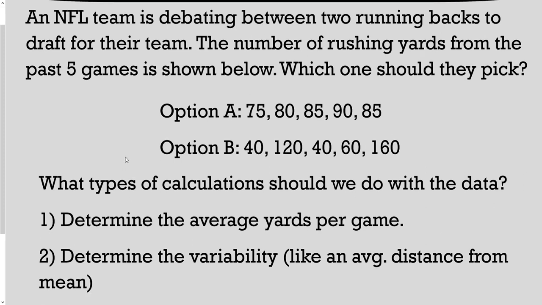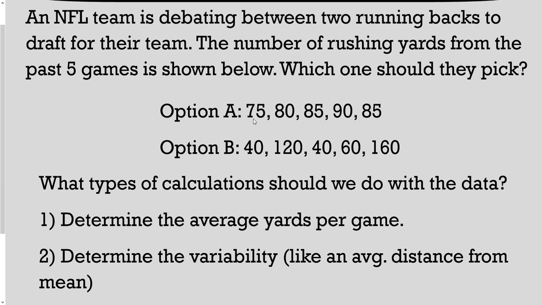So what could we do with this information? Well, the easy one is probably to determine the average yards per game. So, you know, who carries the ball on average the farthest. We might also be interested in the variability, kind of like an average distance from the mean. So if you just look, you might have already noticed that running back A is a lot more consistent. Running back B is kind of all over the place. Sometimes he goes 40 yards. Sometimes he goes 160. 4 times as big, right?